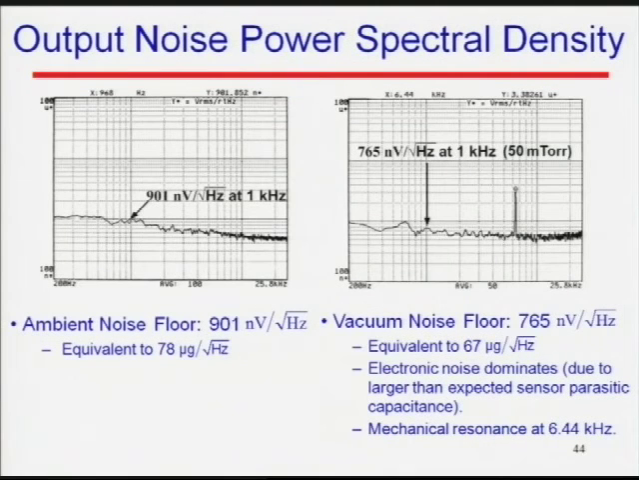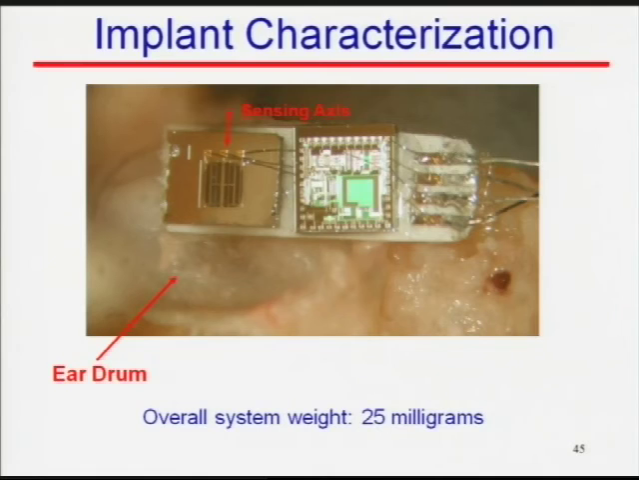implant study. So I want to show you some noise spectral density. This is the noise floor in ambient, and this is the noise floor in vacuum when we're trying to lower the Brownian noise. And then we do see a tone. This is the mechanical resonance at about 6.44 kilohertz. It tells us that our resonant frequency is 6.44 kilohertz, while we designed for about 8 kilohertz, but there are some discrepancies due to fabrication imperfection. And in this design, the electronic noise dominates the whole noise floor.